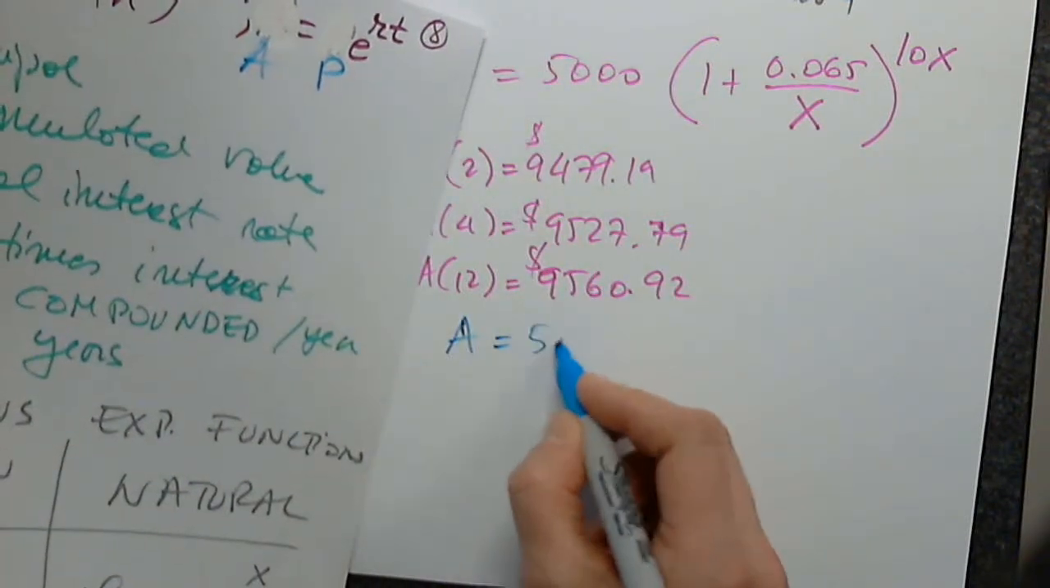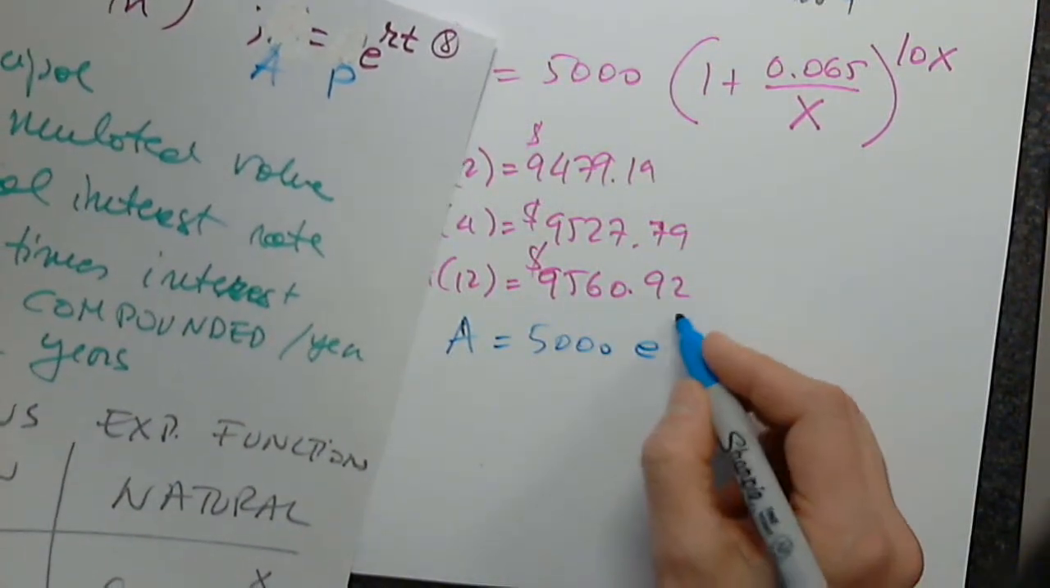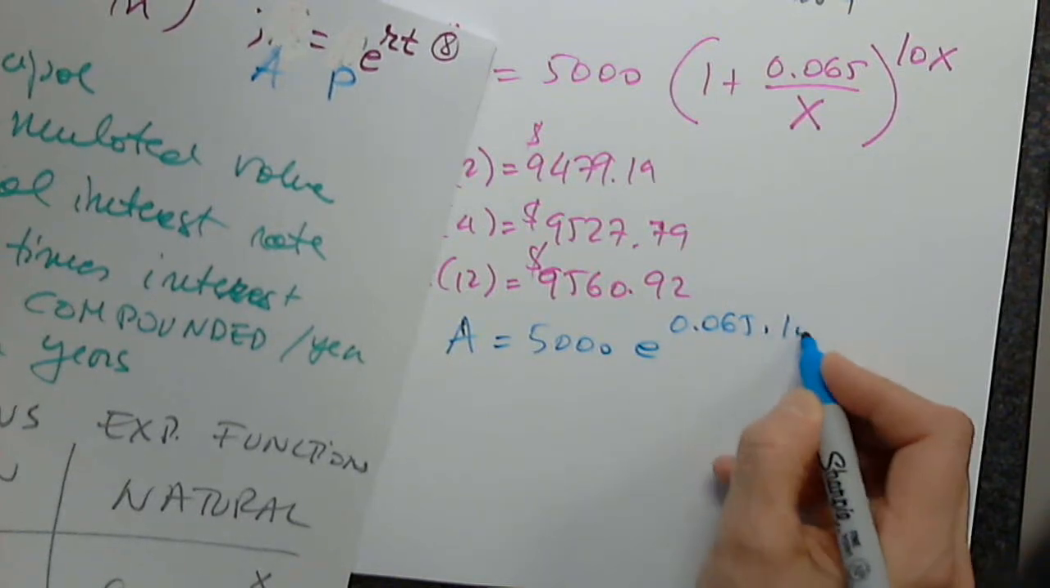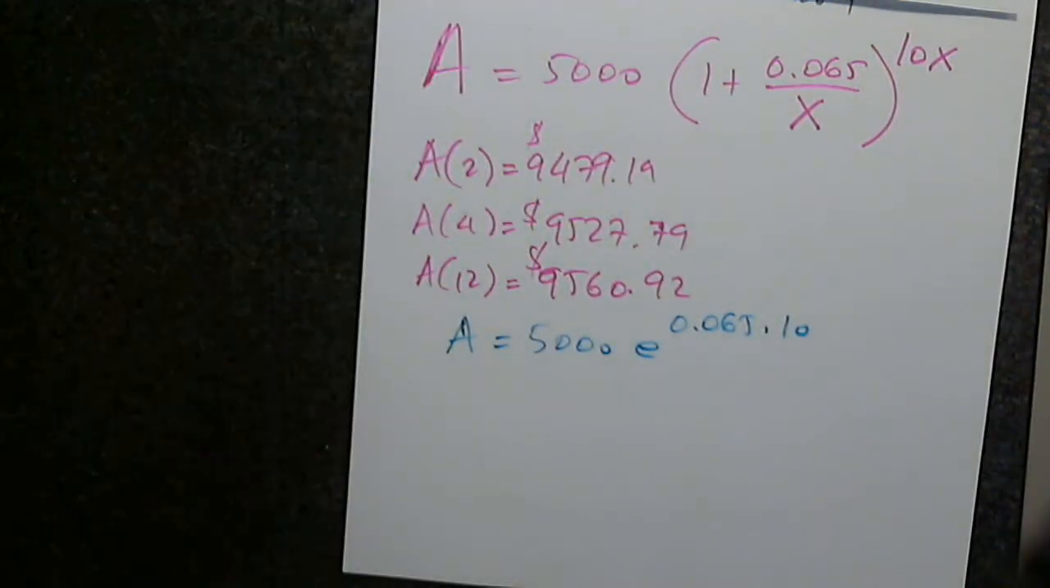So 5,000 e to 0.065 multiplied by 10. Since this is just one calculation, we can do it without using y equals. So 5,000 e, careful how you get the e right here, second and e, in parentheses, 0.065, or you just multiply and press enter. And we get 9577.70.